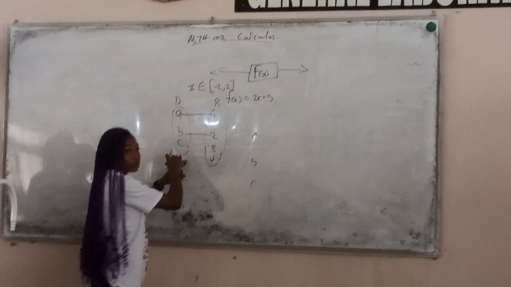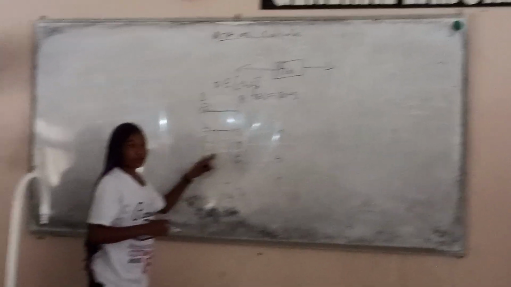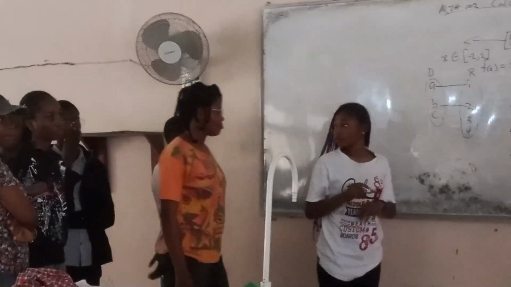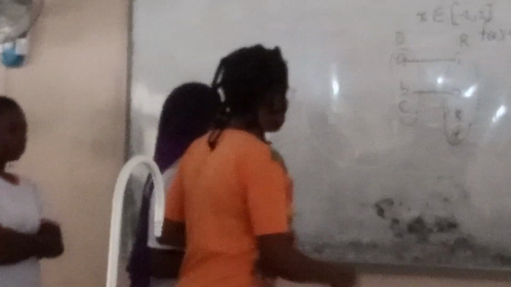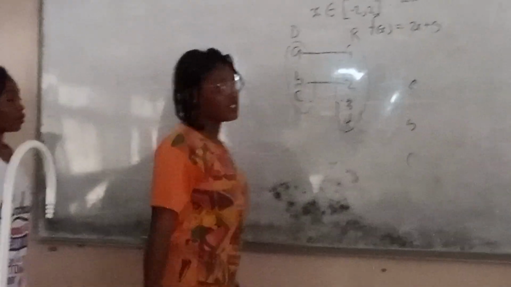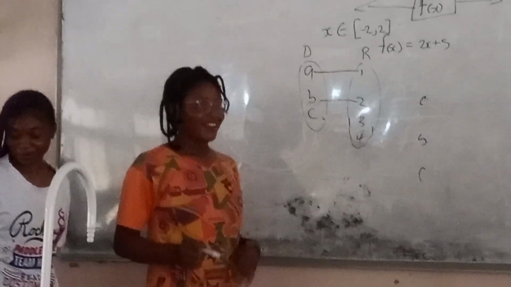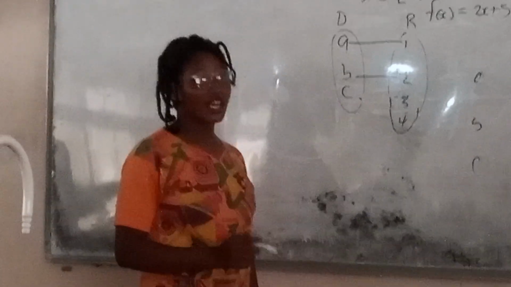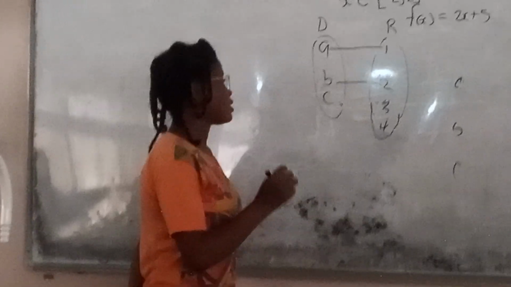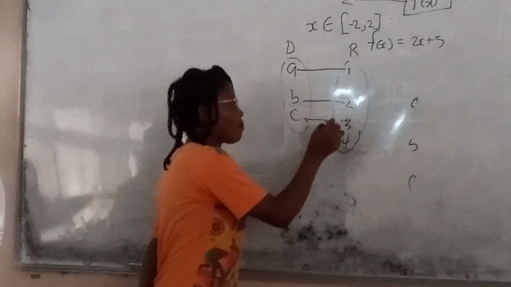If the domain values are mapped at once, do you agree to what she just said? Would you want to say something about that injective? If the domain values are mapped at once, yes? That is injective, yes? According to what she said, if all domain values are mapped out once to the range, then it is called an injective mapping.